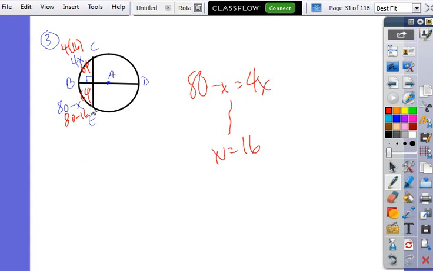How would I find CD then? What would I do for that? CD, that's 64 minus 180. You know that's a semicircle up top. You can do the 180 and solve that.